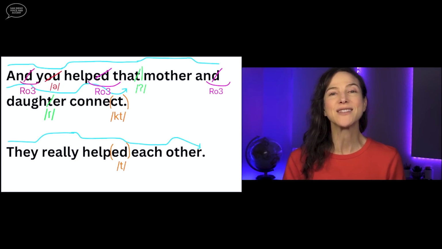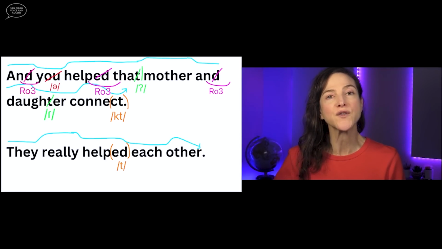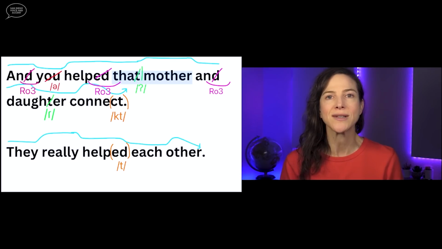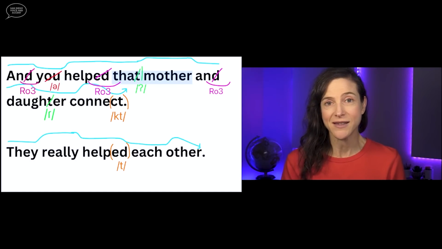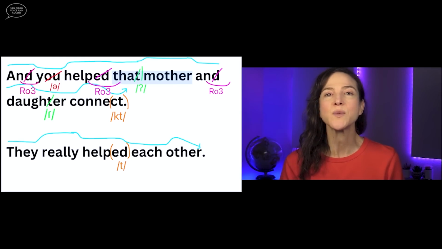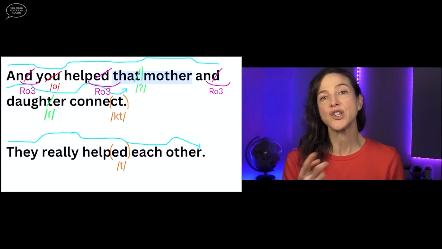All right, now let's look at linking, and we're going to focus first on linking with the T sound. So I have a couple of green links I want to point out. The first one is the link between the words that and mother. So again, you have this glottal stop T opportunity because the word that ends with a T and the word mother begins with a consonant. That T sound shifts to the throat.